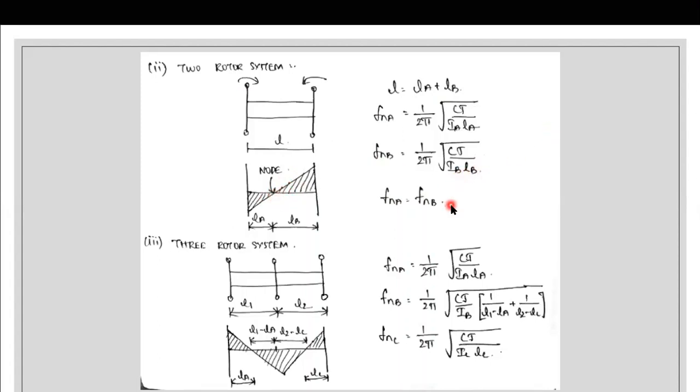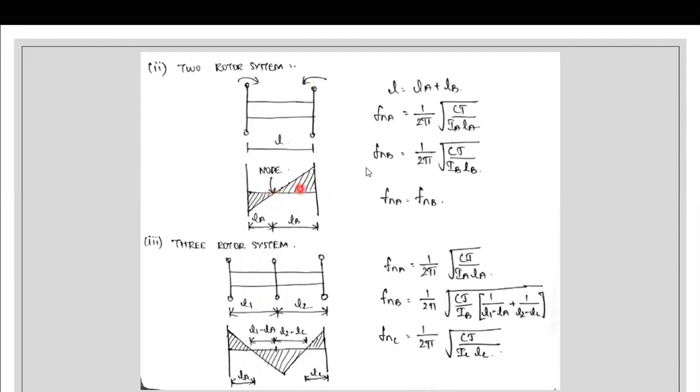And the most important thing to note is that in two rotor system, they will be giving two conditions. So first condition is both the rotors should rotate in opposite direction. So either clockwise or anti-clockwise. So then only we'll be getting a negative value as well as positive value. And this diagram can also be vice versa. Vice versa means here positive and here negative. Same way we'll be getting a node at the middle.